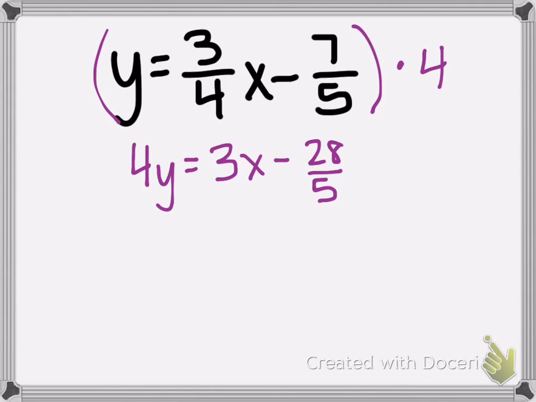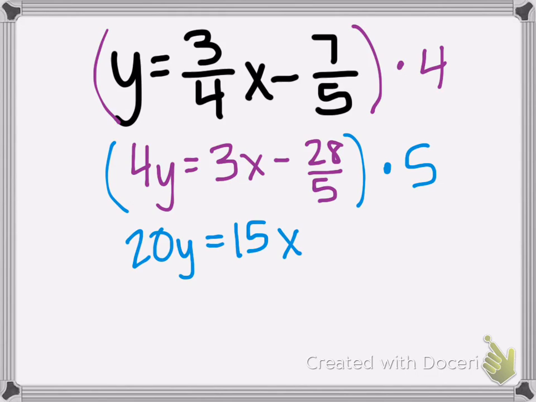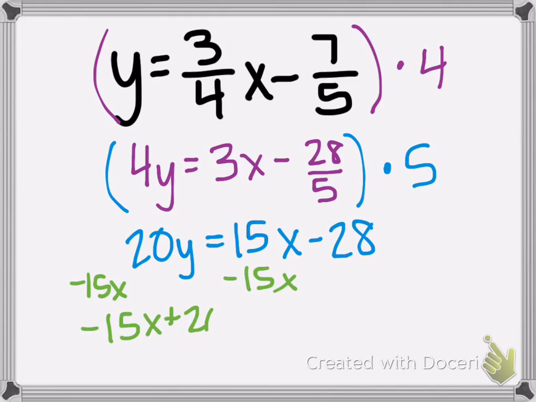To get rid of the 5 as a denominator, we multiply the whole equation by 5. 4y times 5 is 20y, 3x times 5 is 15x, and 28/5 times 5 is 28. So we're left with 20y equals 15x minus 28. Now, since I've got all whole numbers, I can start rearranging my equation. I'm going to subtract 15x on both sides and get negative 15x plus 20y equals negative 28.